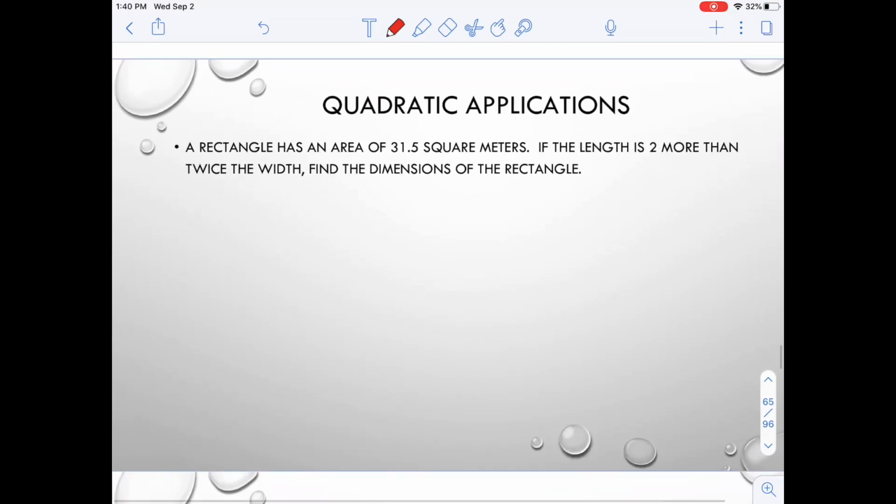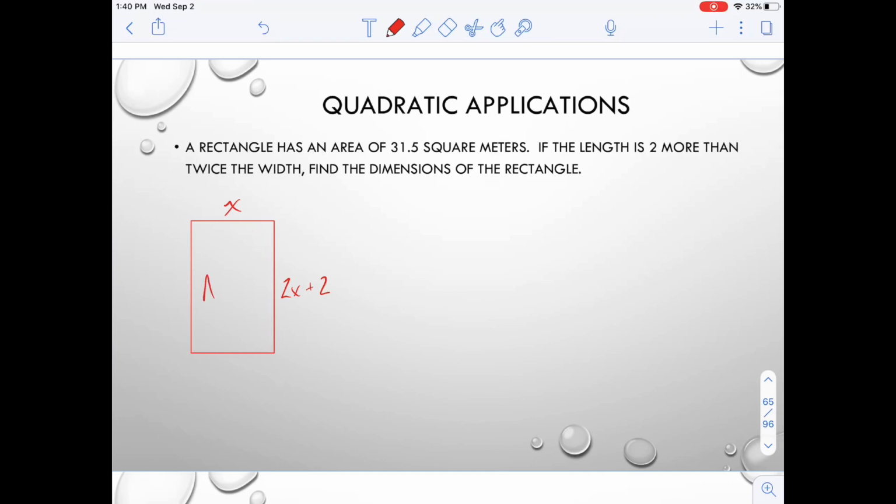So let's say I have a geometric application here. I have a rectangle with an area of 31.5 square meters, and the length is 2 more than twice the width. I want to find the dimensions of my rectangle. All right, so I'm going to draw a generic rectangle here. The length is 2 more than twice the width. So let's call the width x. That leaves my length to be 2x plus 2, right? 2 more than twice the width.